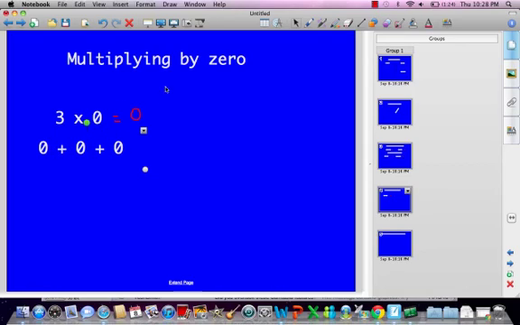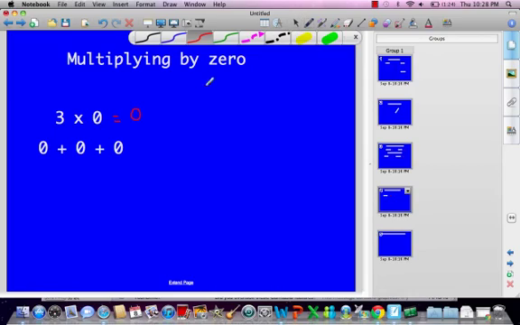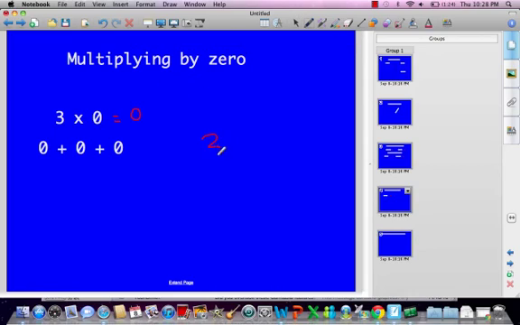Well, it's 0. And another way of thinking about this is if you have 0 groups of 3, well, right there, that's one group of 3. So guess what? You can't even have that. So what are you left with? You're left with 0.